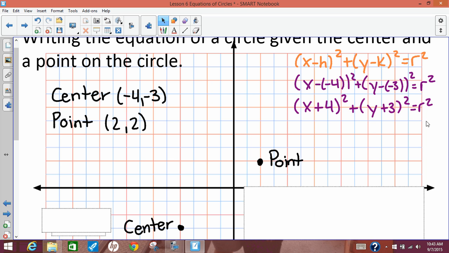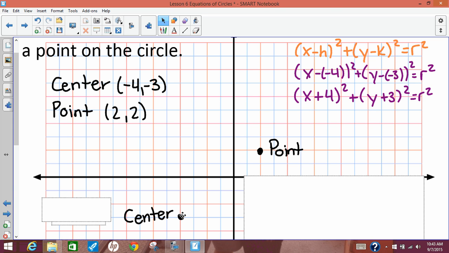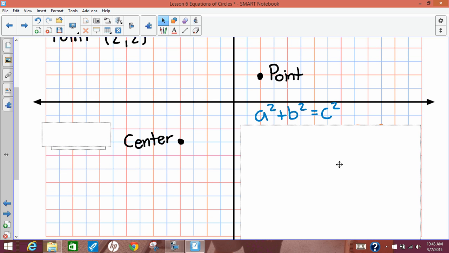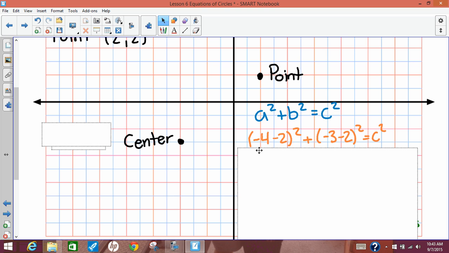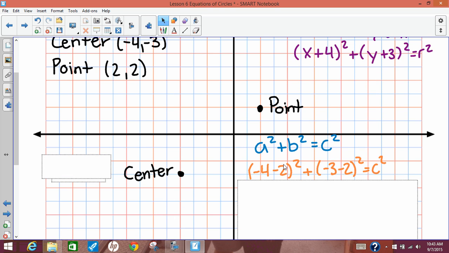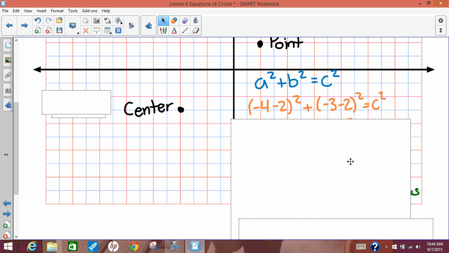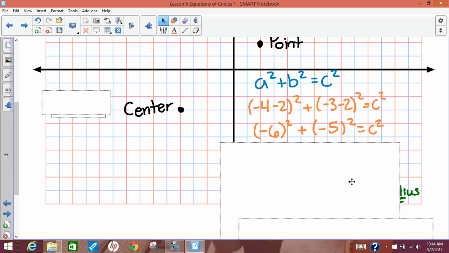And now I need to find r. I can't write my equation of a circle without knowing what the value of r is. So I have 2 coordinates, 2 points in the coordinate plane. The radius is how far apart they are. So that brings us back to lesson 3, the distance formula, which we used Pythagorean theorem. We took the x's and we subtracted them, so negative 4 and 2. Took the y's and subtracted them, negative 3 and positive 2. Simplified.